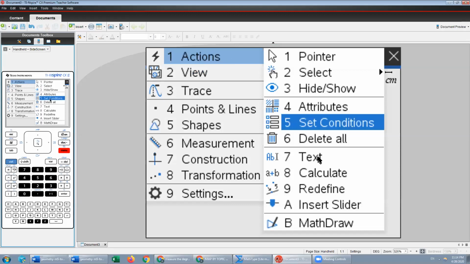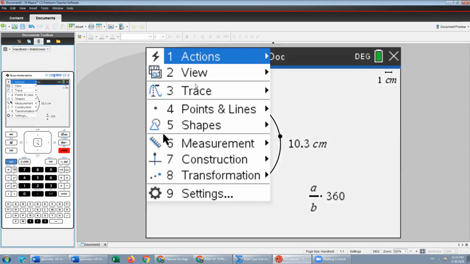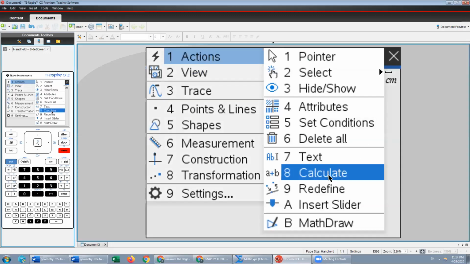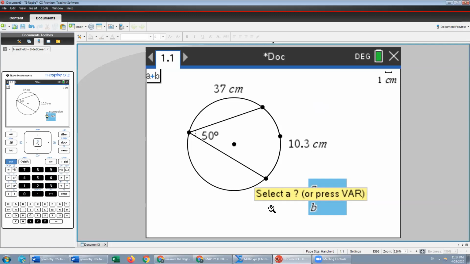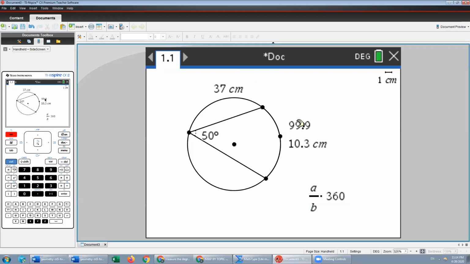We're going to go to Menu, Text, and the calculation we're going to do to get the arc measurement in degrees is A over B times 360. All right, think about what A is going to be and what B is going to be. So we're going to go Menu, Actions, Calculate. I'm going to calculate this expression where A is equal to 10.3. Select B. B is going to be 37. And I'm going to get 99.9. I'm going to put that there. All right, so that is the measurement of this arc right here.